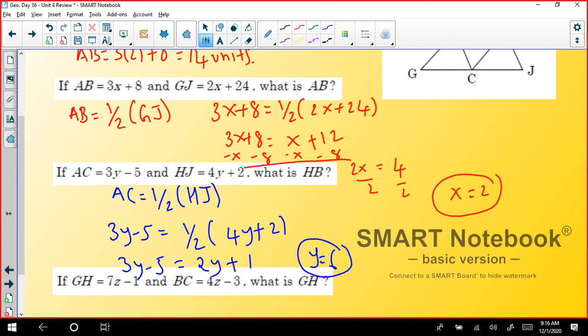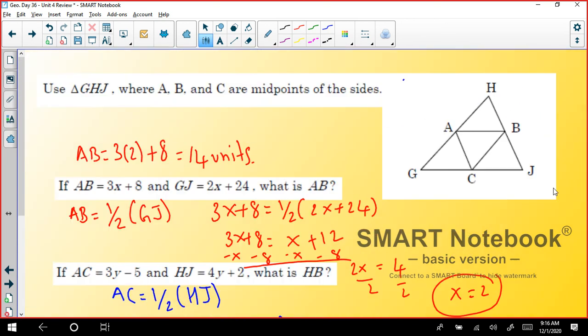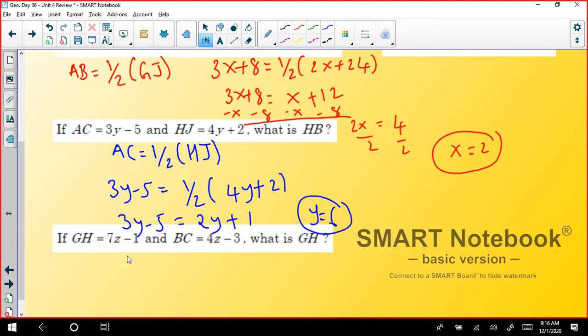Okay, they are asking for HB. From the figure you can see that HB is this portion. It's going to be congruent to BJ and AC. AC is already 3y minus 5. So I can say HB equals AC equals 3y minus 5, which is 3 times 6 minus 5. 6 times 3 is 18. 18 minus 5 is 13. So you'll have 13.